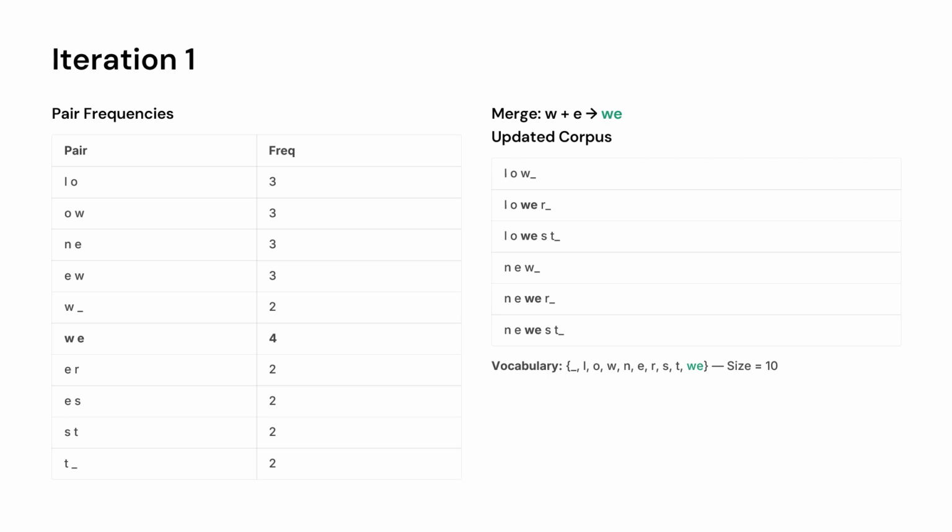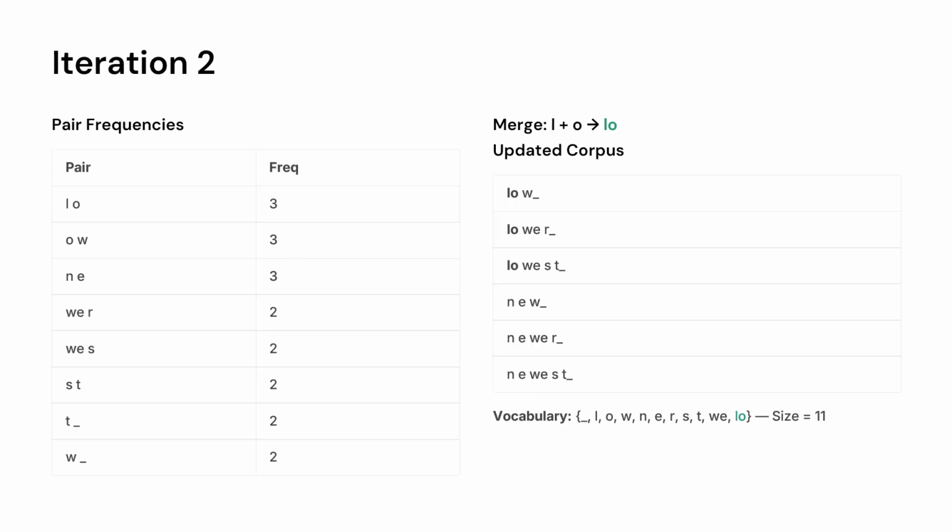We first take the frequency of occurrence of all the subwords or characters together in pairs. We can see that the character pair W and E occurs the most number of times together, that is 4. So we merge these two together, as you can see in the updated vocabulary, and so our size becomes 10. Then we check if 10 is less than 12, which is yes in this case, so we continue the algorithm.